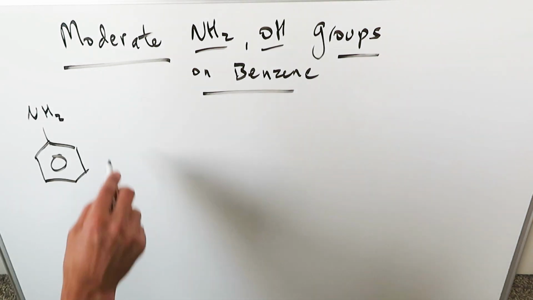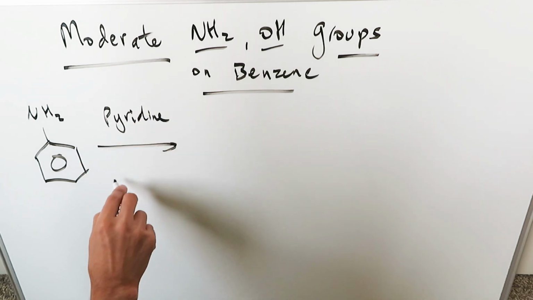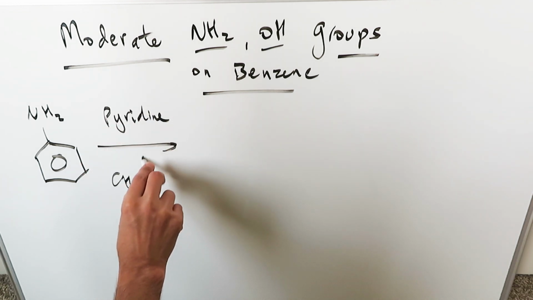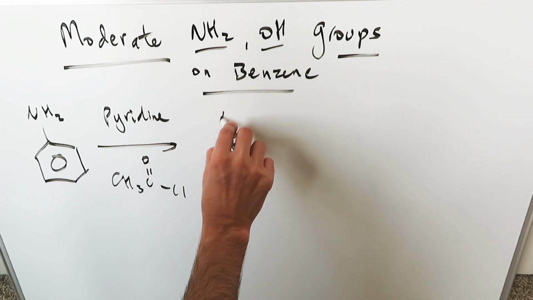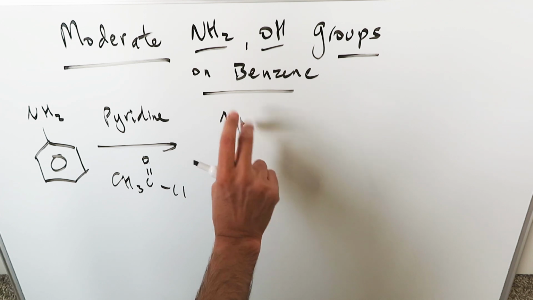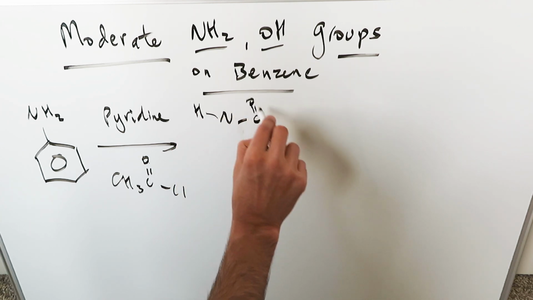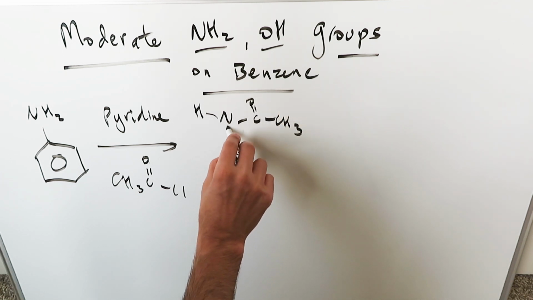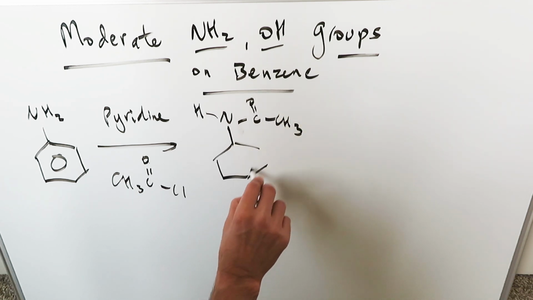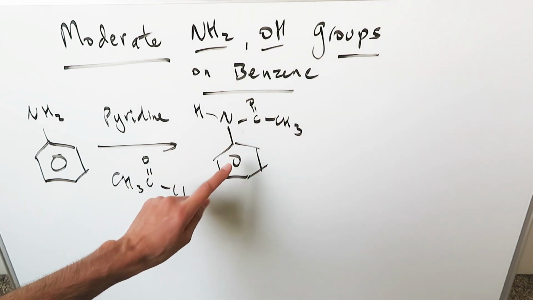I have aniline. I'm going to react it with pyridine in the presence of acetyl chloride because I want to deactivate this, or make it less active than what it is. And now I'm going to generate this NH. If you want to demonstrate it properly, you're looking at this hydrogen here, and then you have C double bond CH3, C double bond O, your carbonyl group, your amide bond is over here, and then you have your benzene ring. Now you've generated your moderated amino group on the benzene.